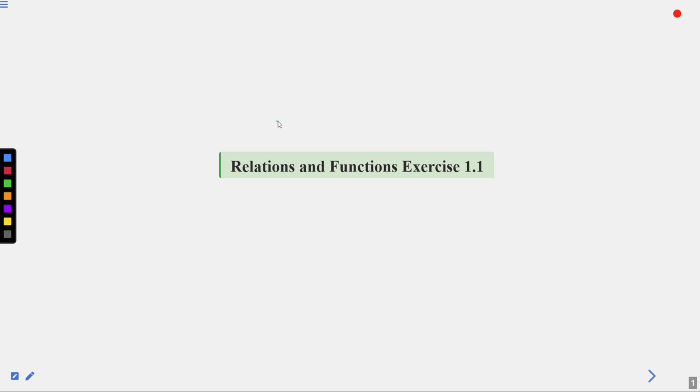Hello students, today we will be seeing Relations and Functions exercise 1.1.